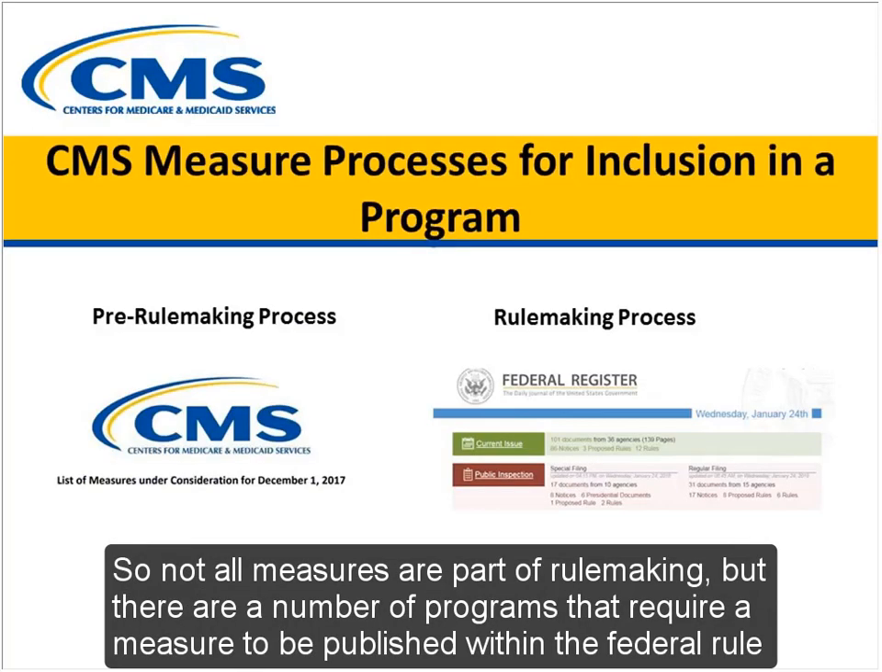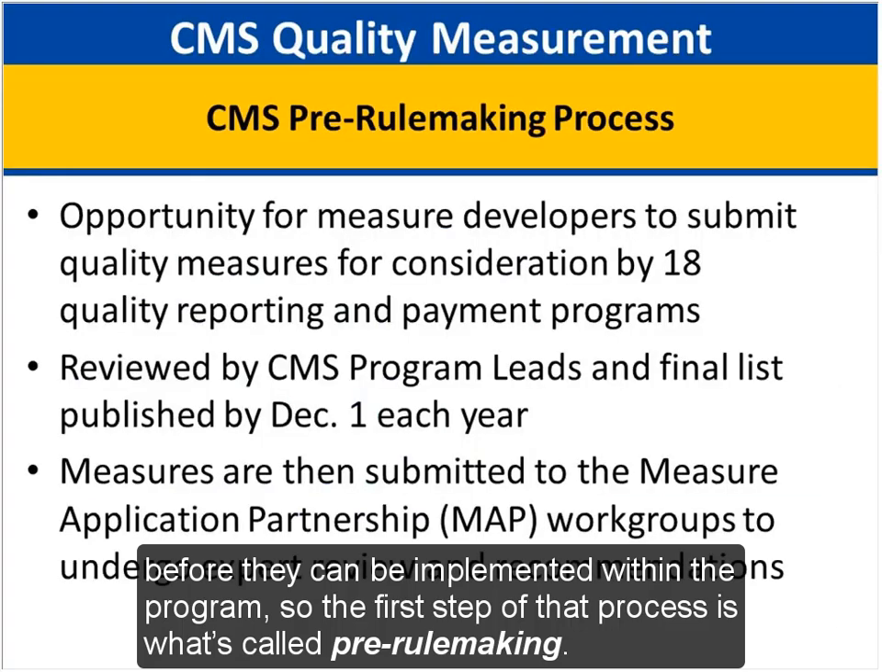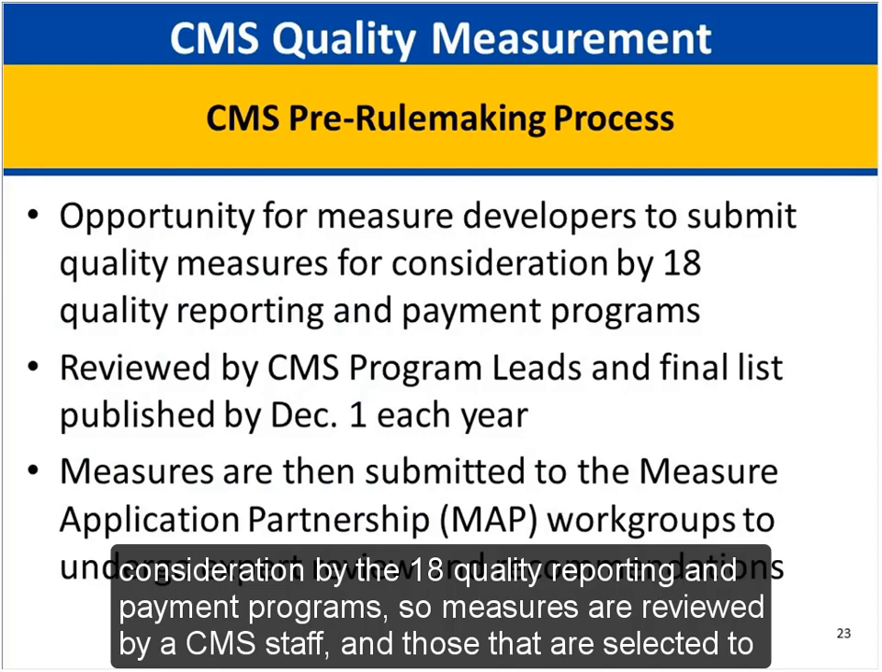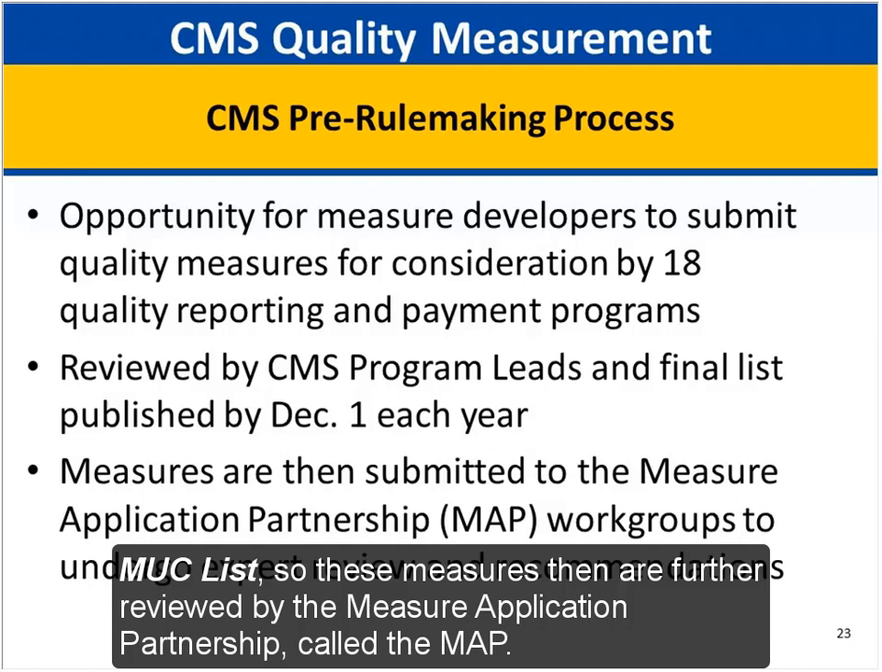So not all measures are part of rulemaking, but there are a number of programs that require a measure to be published within the federal rule before they can be implemented within the program. The first step of that process is what's called pre-rulemaking. Each year, CMS gives measure developers the opportunity to submit measures for consideration by the 18 quality reporting and payment programs. Measures are reviewed by CMS staff, and those that are selected to move further in the process are published in what's called the Measures Under Consideration, otherwise known as the MUC list.